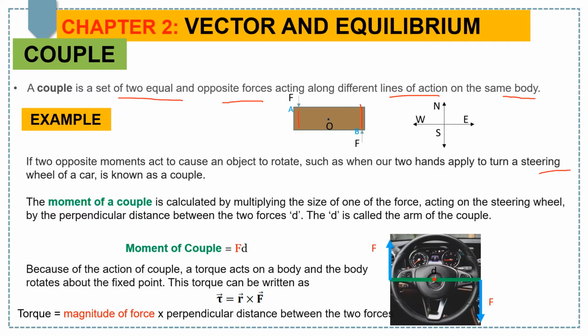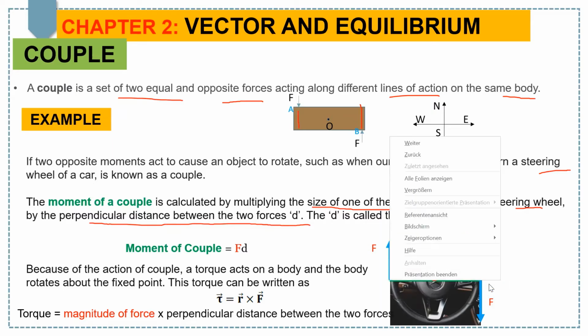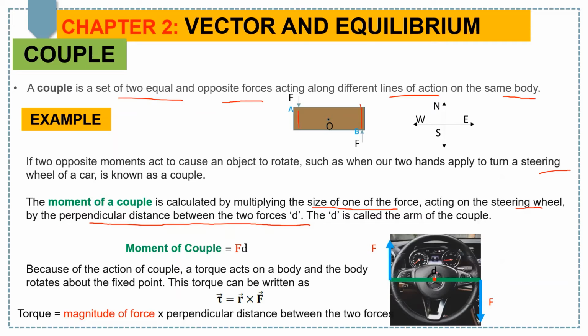Now the question is, what is the moment of a couple? That can be calculated by simply multiplying the size of one of the forces acting on the steering wheel with the perpendicular distance between the two forces, and that perpendicular distance is from this point up to this point, and that is represented by D. So moment of couple equals F into D, and this F is the magnitude of one of the forces, and D is the perpendicular distance between both forces.